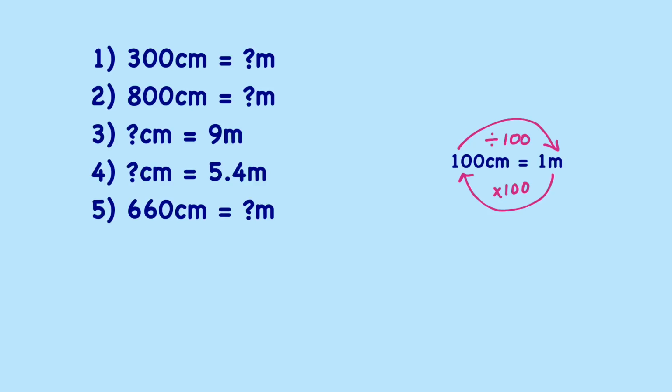How did you get on? Let's go through the answers. Question 1, 300 centimetres, and we want to know what that is in metres. So we're going to divide by 100, and that's going to give us the answer 3 metres. Question number 2, 800 centimetres, that's going to be 8 metres. Question 3, how many centimetres is 9 metres? This time we're going to have to go from metres to centimetres. We're going to have to times by 100. So 9 times 100 is 900 centimetres.